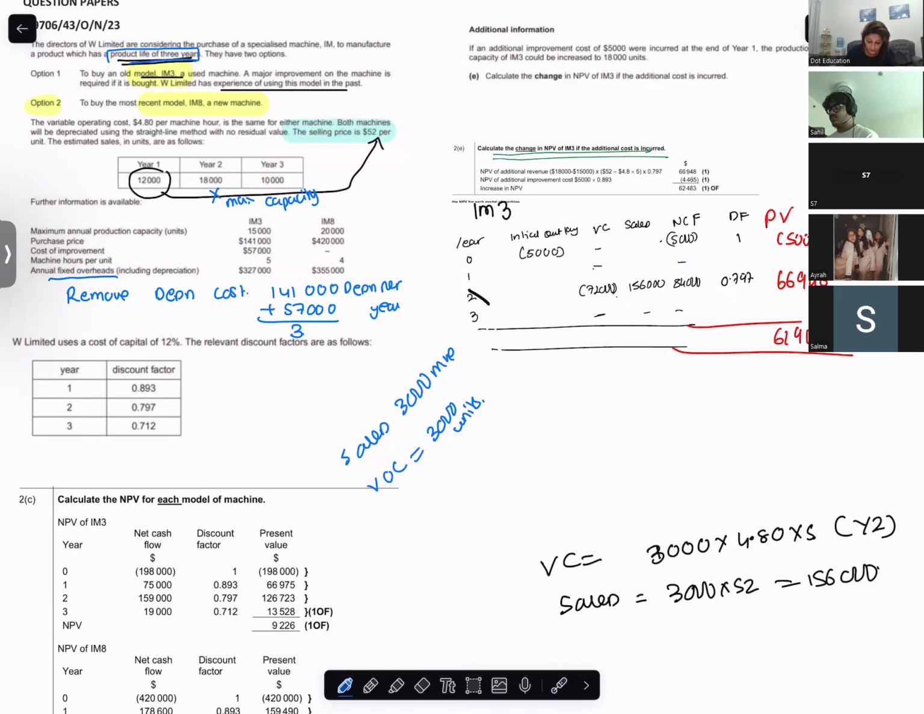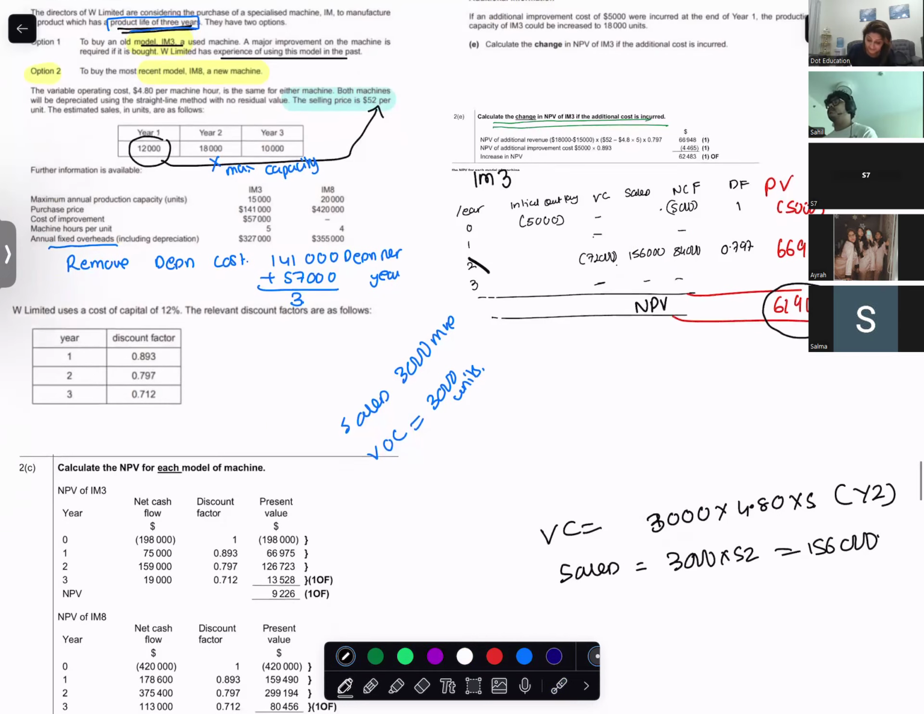Because of doing this extra cost, your new NPV would become how much? 61,940... 948. What was your old NPV? Old NPV, one sec. Was 9226. Yeah. 9226. So what would be the change in NPV?